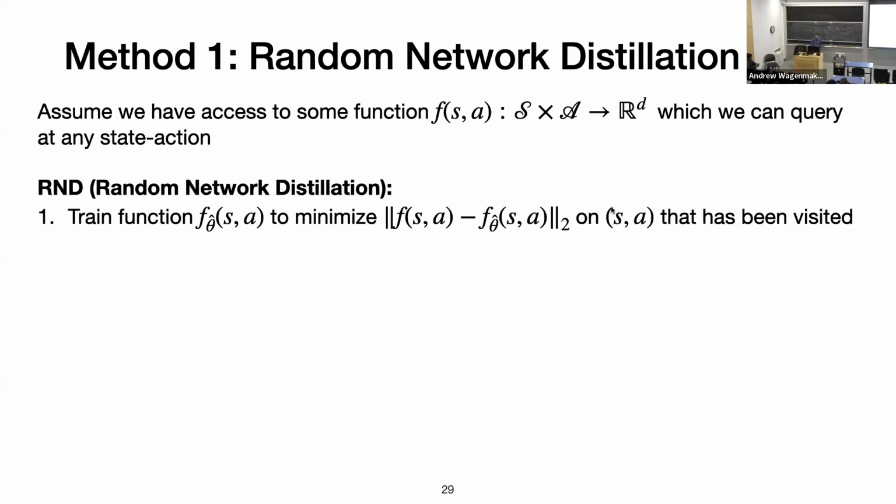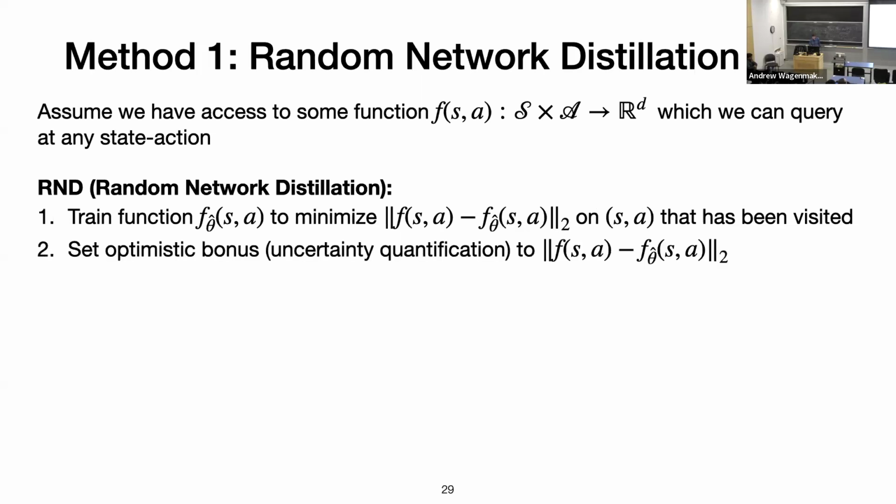And what will happen is that, for every state and action that I visited, I can query the value of f(s,a). So on the states and actions that I visited, I can fit f_θ hat(s,a) to be close to f(s,a). Okay, and then all I'll do is I'll simply set my optimistic bonus, this uncertainty quantification, to some function of the difference, basically f(s,a) minus f_θ hat(s,a).